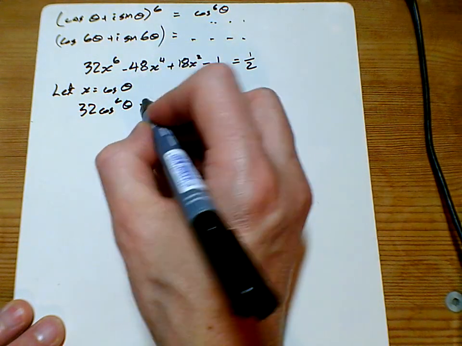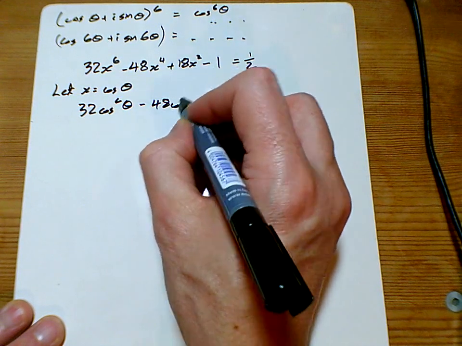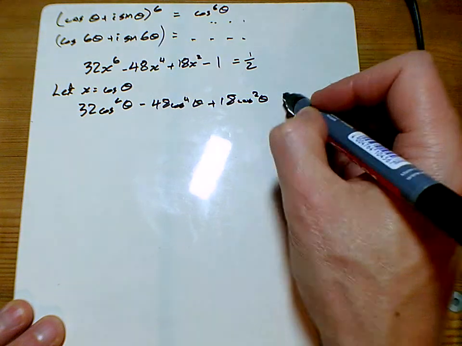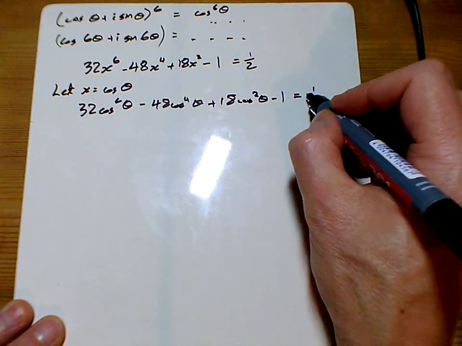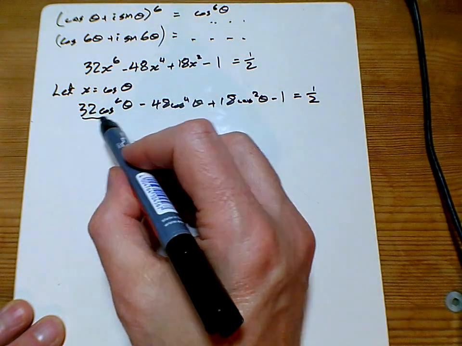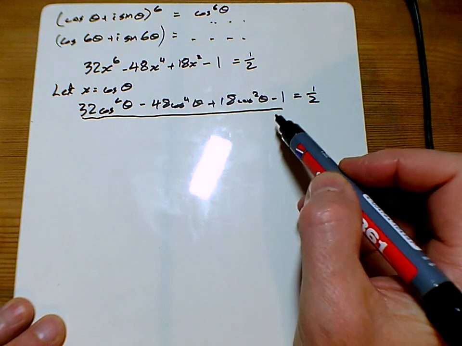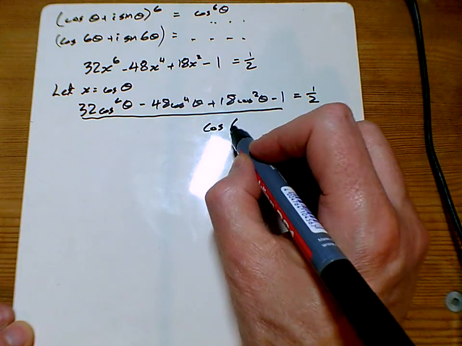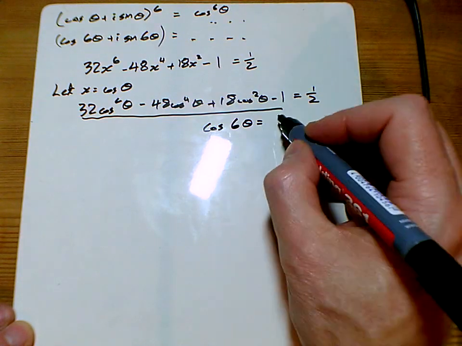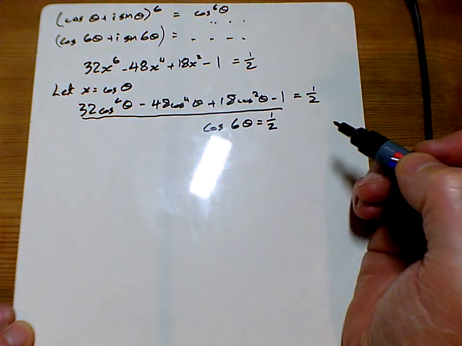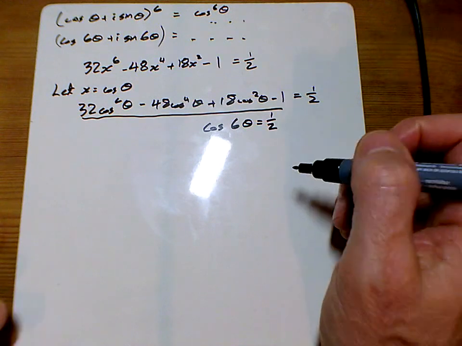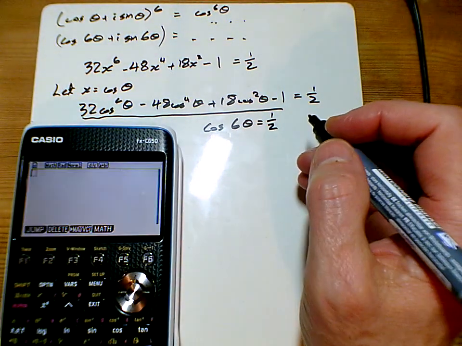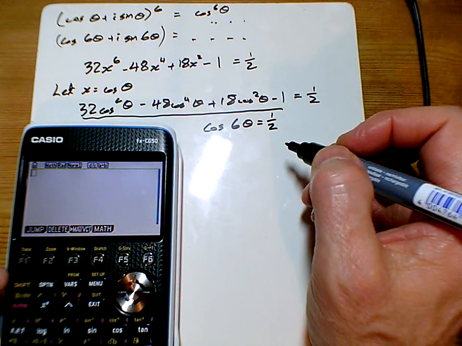So if x equals cos theta, we've now got the exact expansion that we were just looking for. Cos to the 6 theta, 48 cos to the 4 theta, 18 cos squared theta, -1 equals a half. And we know from the earlier part that all of this is just exactly the same as cos 6 theta. So cos 6 theta equals a half. And let's try and solve that now then. Let's grab our calculator and do that with an n solve, shall we?